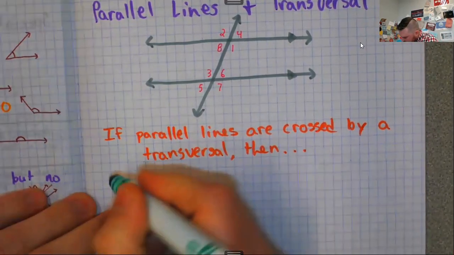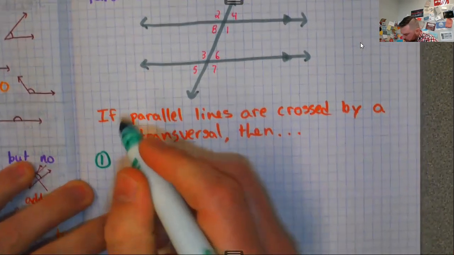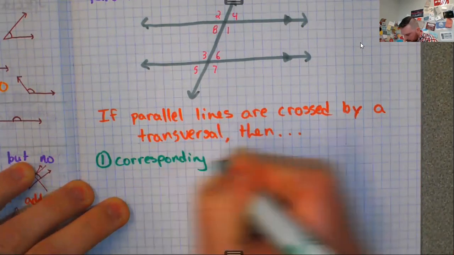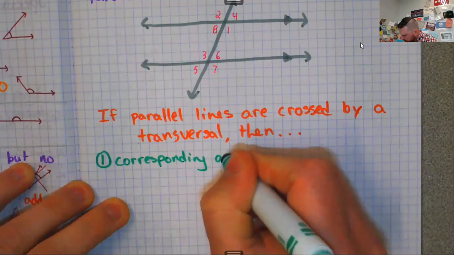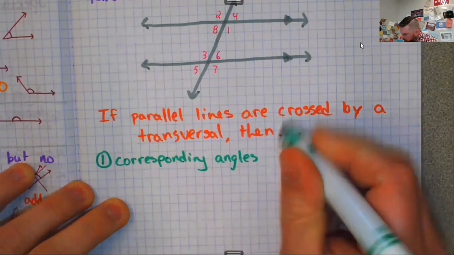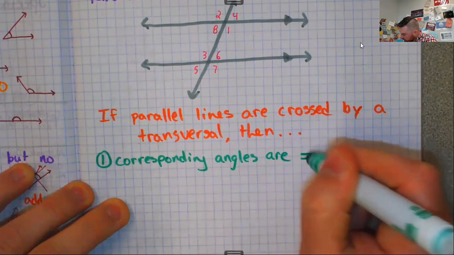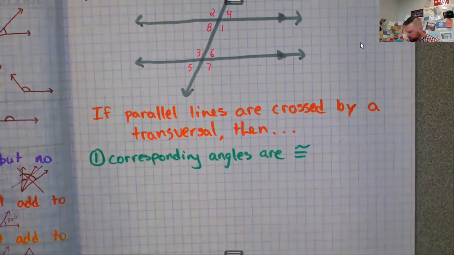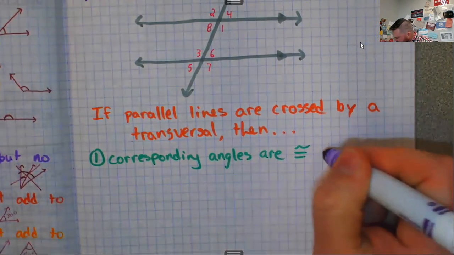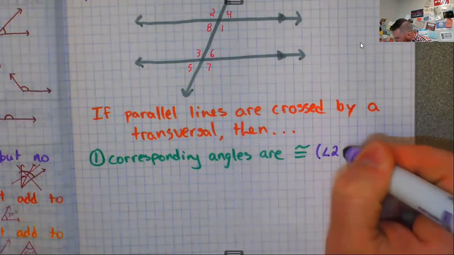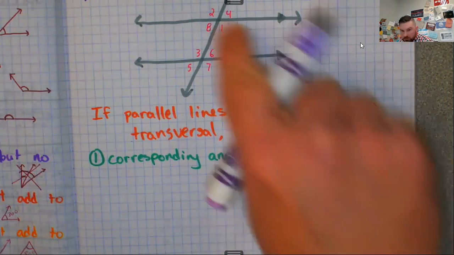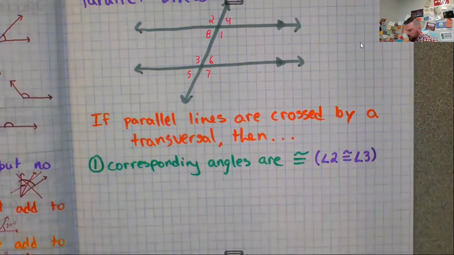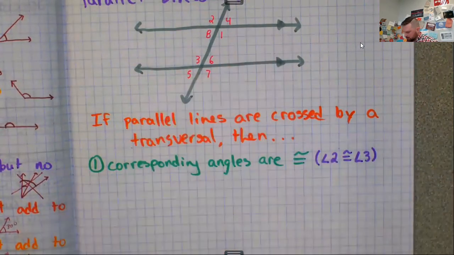Okay, so number 1, corresponding angles are congruent, and there's our symbol for congruent. So for example, angle 2 up here would be corresponding to angle 3, so those would be congruent. Only if you have those parallel lines.